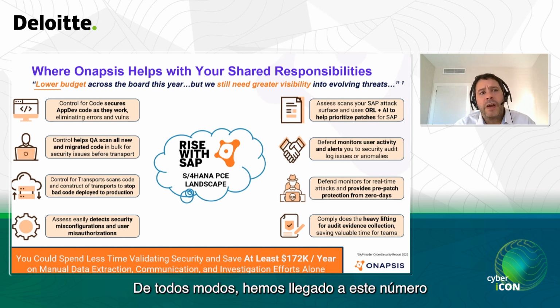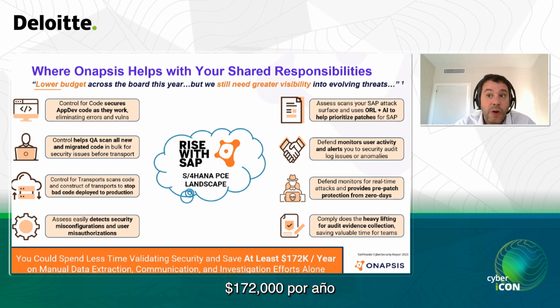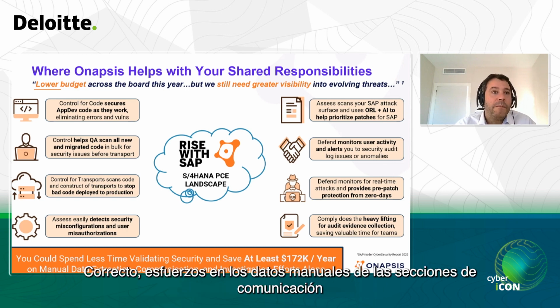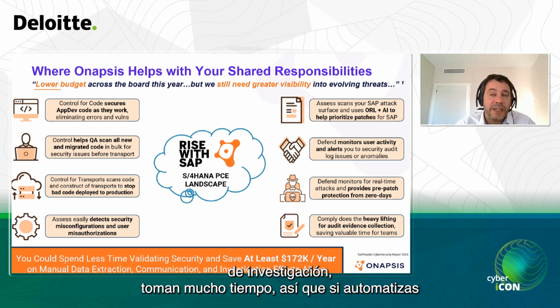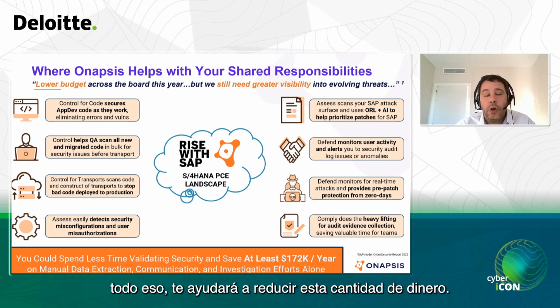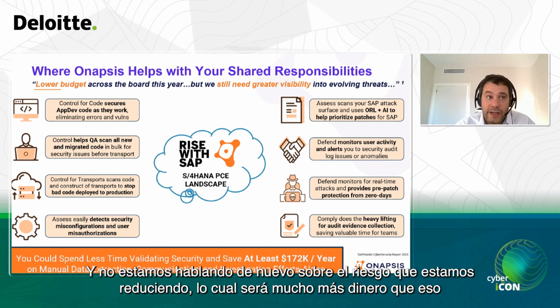But anyway, we have come across this number: $172,000 per year on the audit automation, right? Manual data extraction, communication, and investigation efforts take a lot of time. So if you automate all of that, that will help you on reducing this amount of money. And again, we are not talking about the risk that we are reducing, which will be much more money than that.